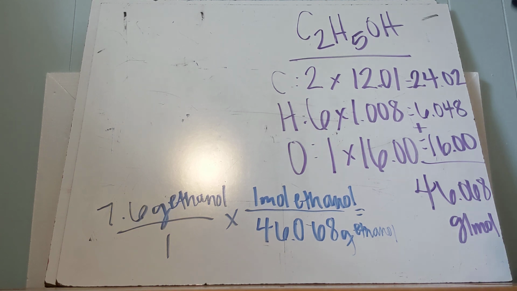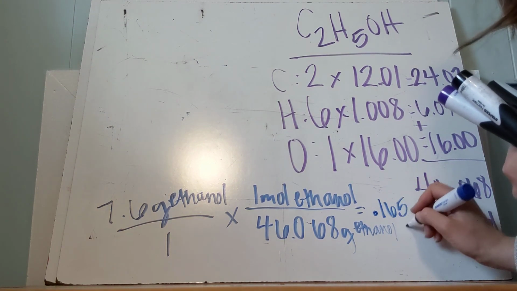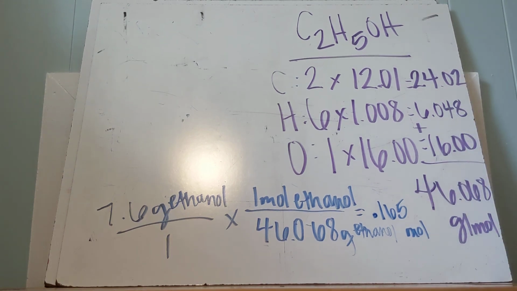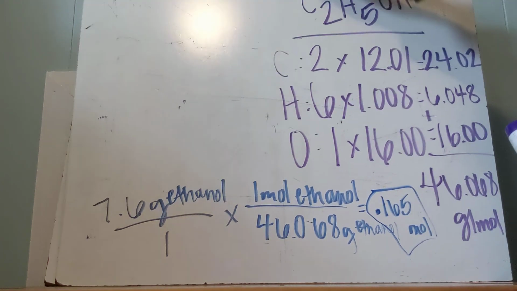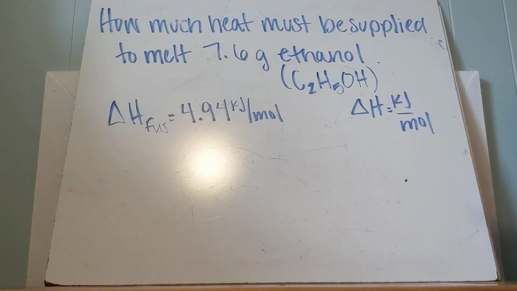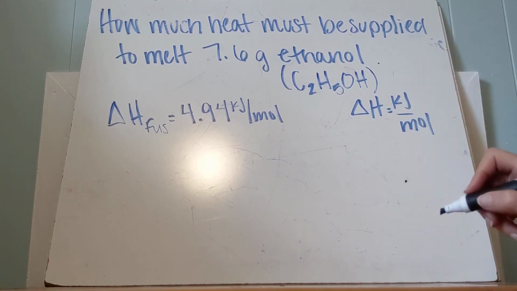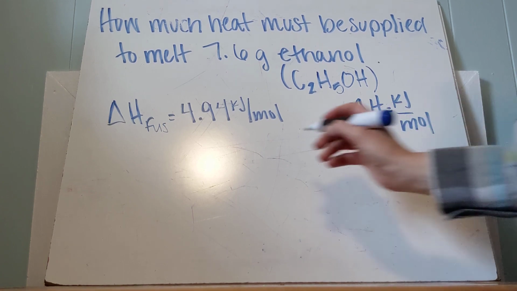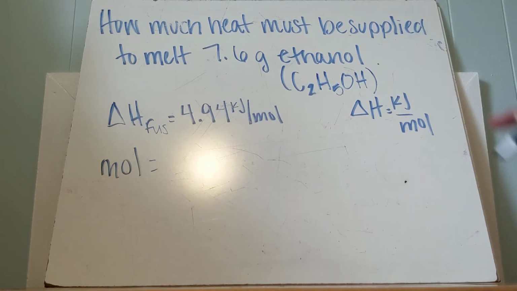So when I do that, I get 0.165 moles of ethanol, which we can then use that number to plug into our formula in this equation. So remember back from here, I'm looking for kilojoules. So I want to get kilojoules by itself. I'm going to make a note over here that my moles are equal to 0.165.